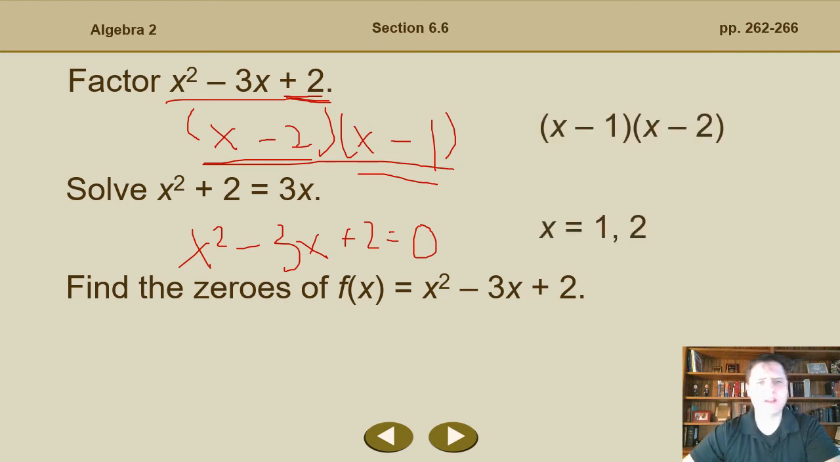And then on the last one here, find the zeros of f of x equals x squared minus 3x plus 2. Well, we've just found those. They are 1 and 2.